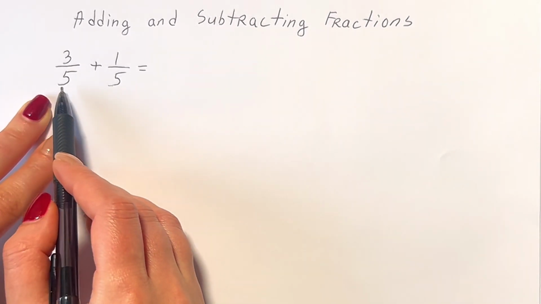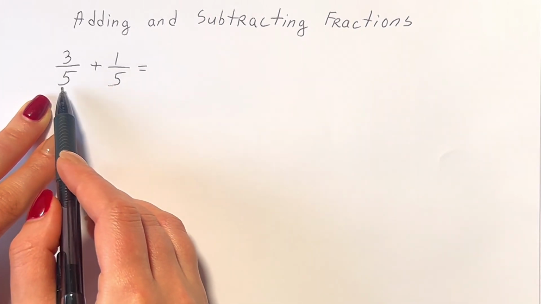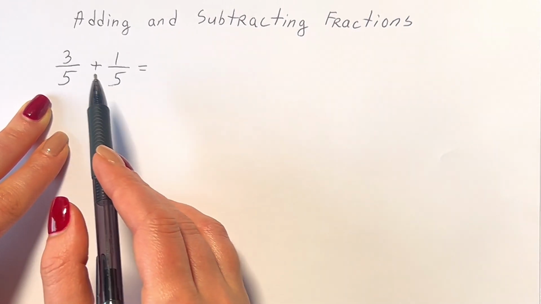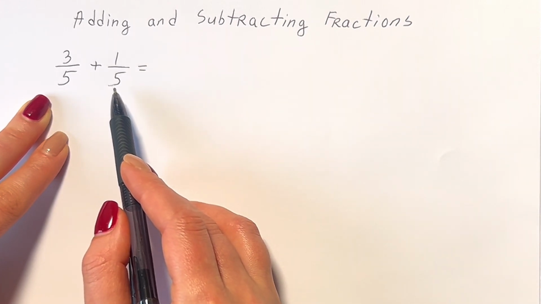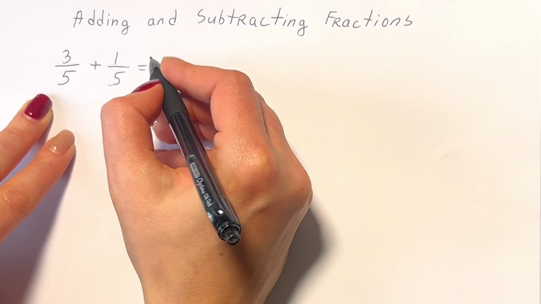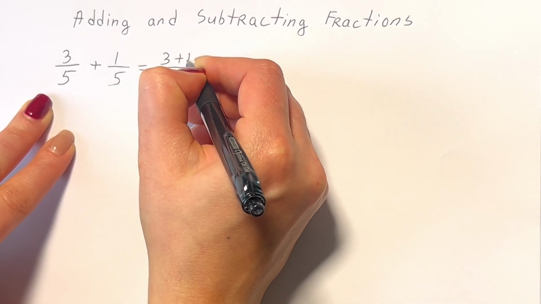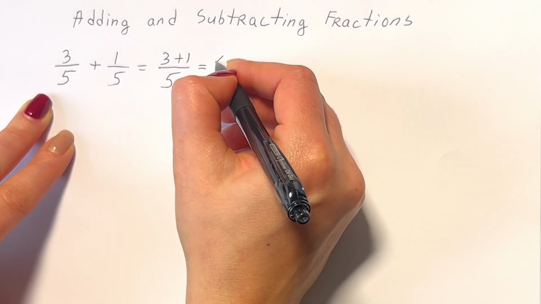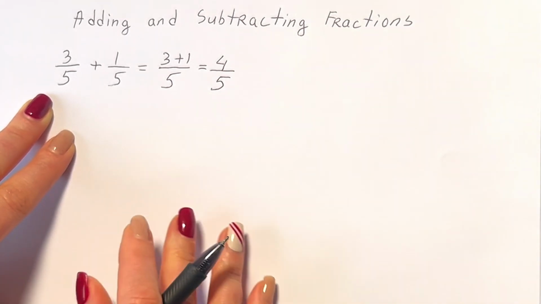For example, the first friend ate 3 pieces out of 5 pieces of a pizza. The pizza is cut into 5 pieces. The second friend ate 1 piece out of the same pizza, which is cut into 5 pieces. It means the denominator is going to stay the same. We're just going to combine the numerators to see together how many pieces of a pizza they ate. They ate together 4 pieces of a pizza out of 5 pieces.